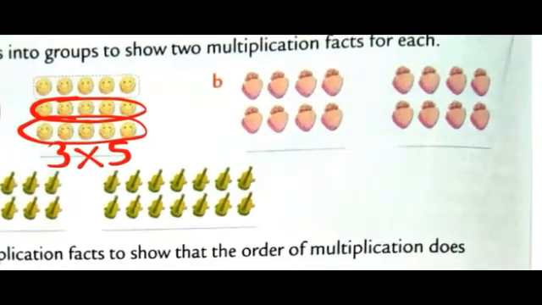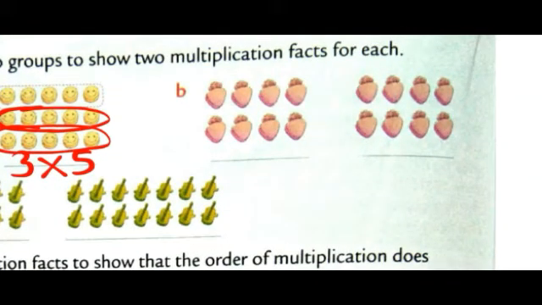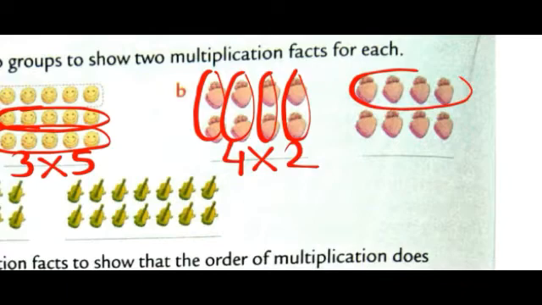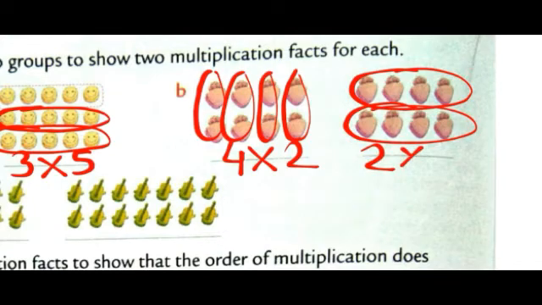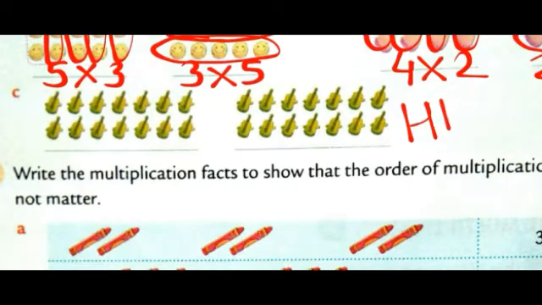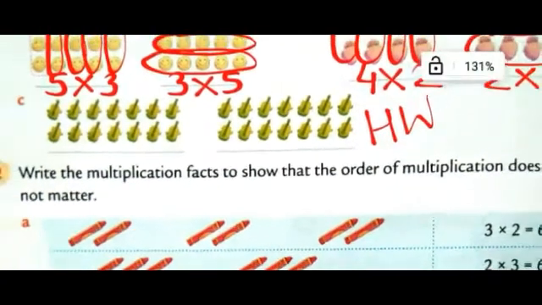Now see the second one. Again we will form the groups first. 1, 2, 3, 4. 4 groups are there and in each group 2 erasers are there. This is the first multiplication fact. Now see the second one. One group, second group. So 2 groups are there and in each group 4 erasers are there. So this is the way how we form two multiplication facts for the given picture. Now I would like you all to try this one as homework. Okay? Now moving on to the next question.